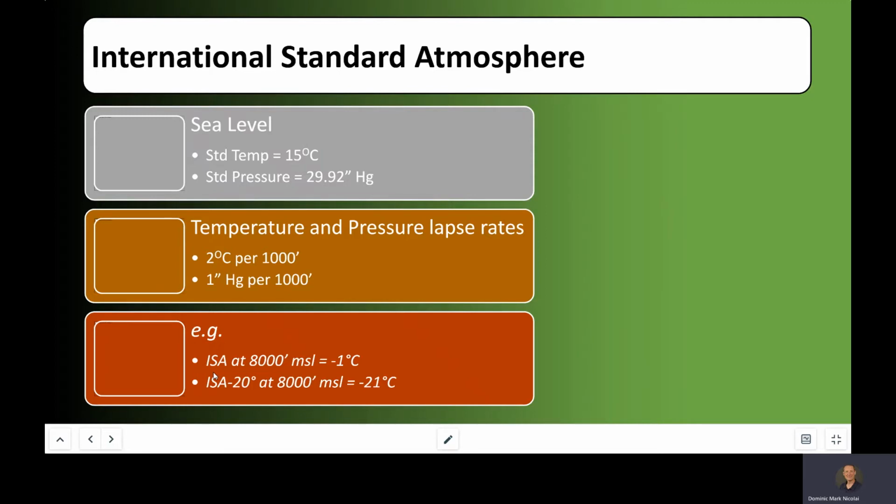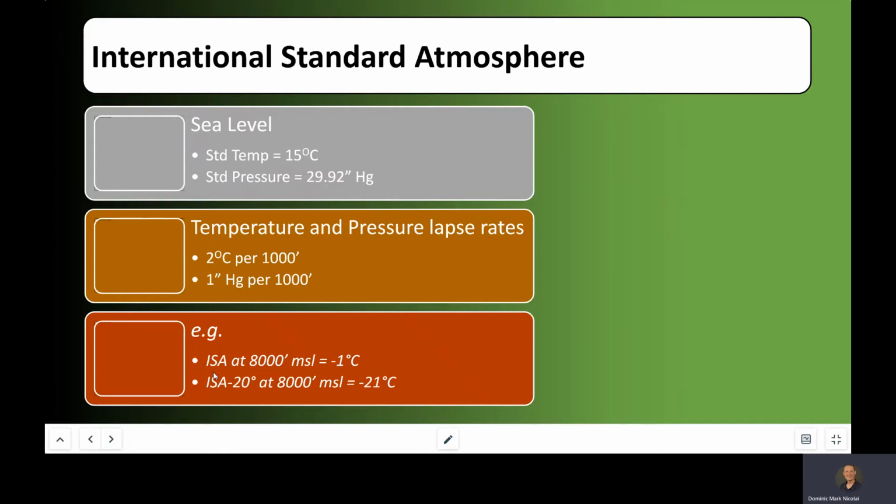As you go up, standard temperature changes for each altitude you're at. International Standard Atmosphere, ISA. And it changes by a rate of 2 degrees Celsius colder per 1,000 feet. You also lose 1 inch of pressure per 1,000 feet. So that means here at Battle Creek, which is approximately 1,000 feet mean sea level, our standard temperature is approximately 13 degrees. So if you're using formulas for density altitude calculations, you need to always use ISA temperature for your altitude and not just 15 degrees. So just keep that in mind.